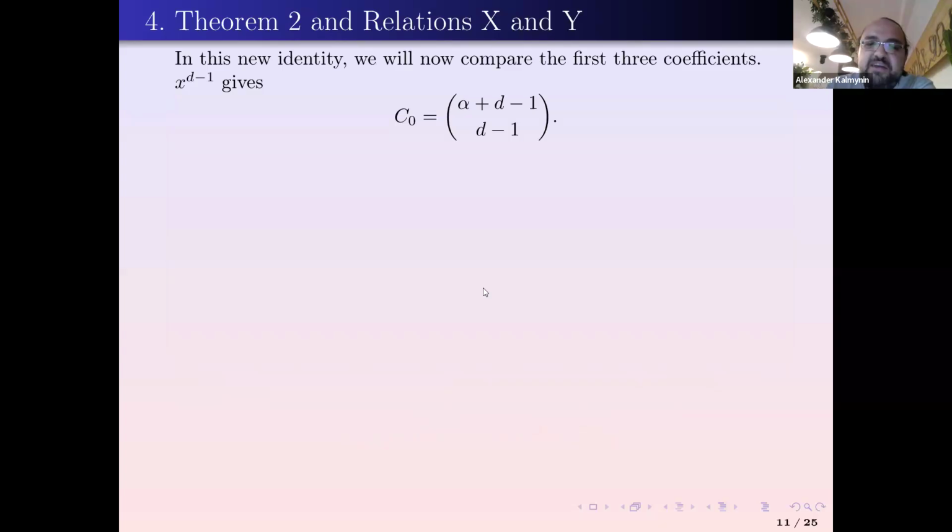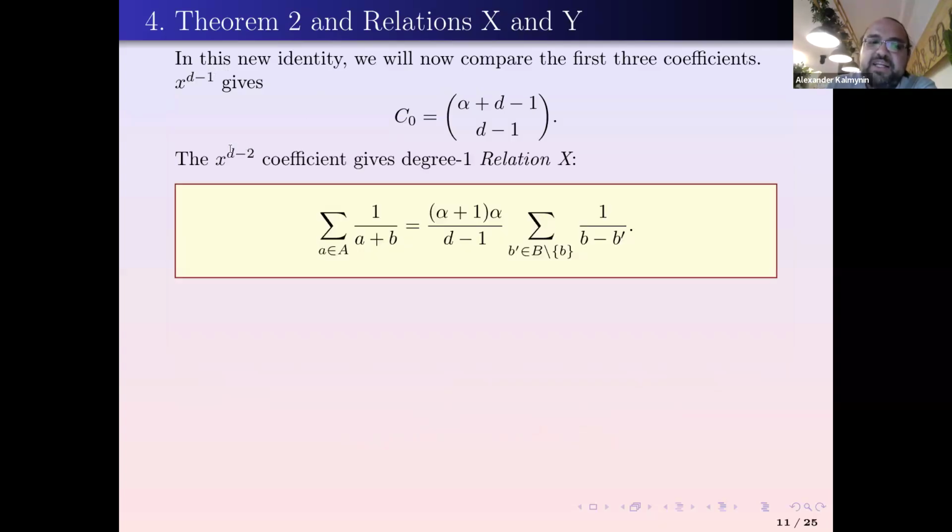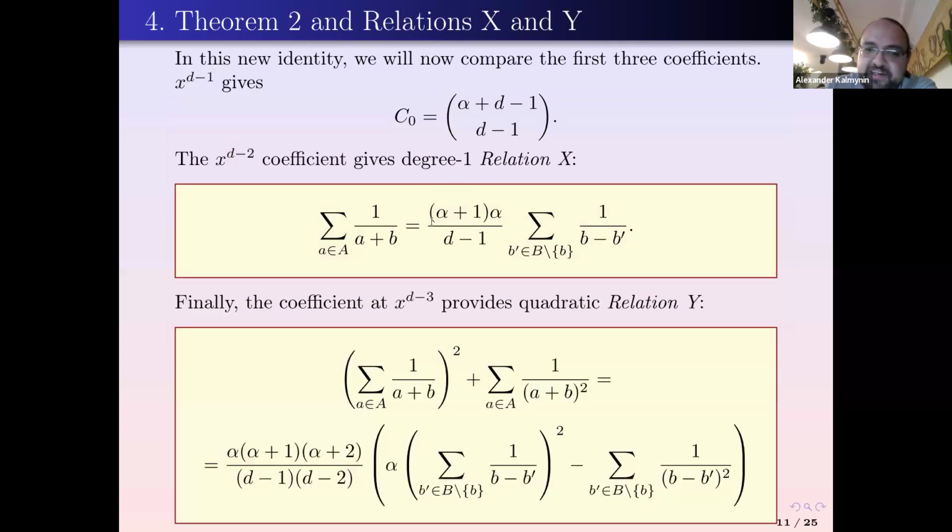Okay, so if you look at this new identity, you can easily recover C0. This is just a binomial coefficient. This is from the coefficient at x to the power d minus 1. Then you look at x to the power d minus 2, and you get relation x. And finally, if you look at the next coefficient, you get relation y.